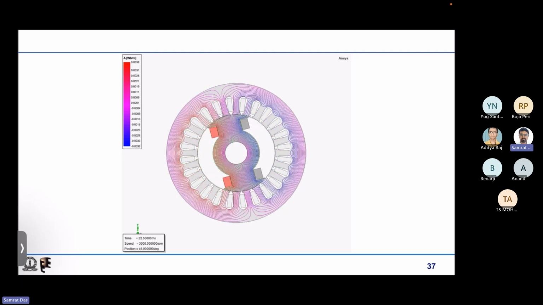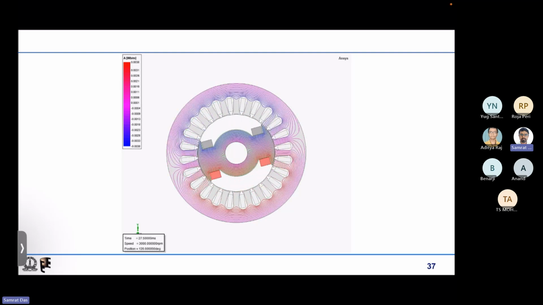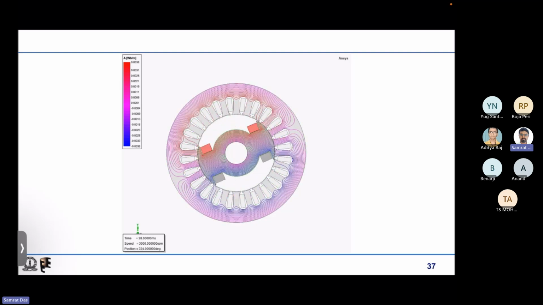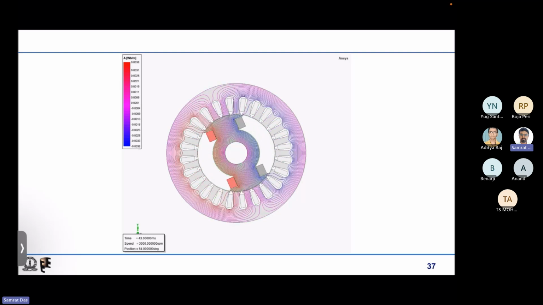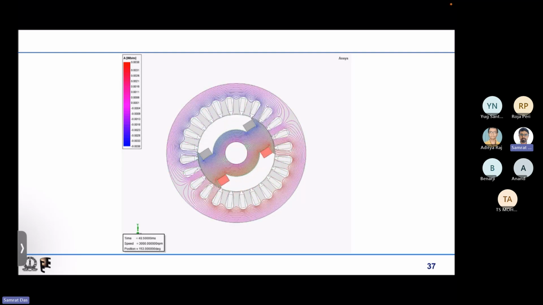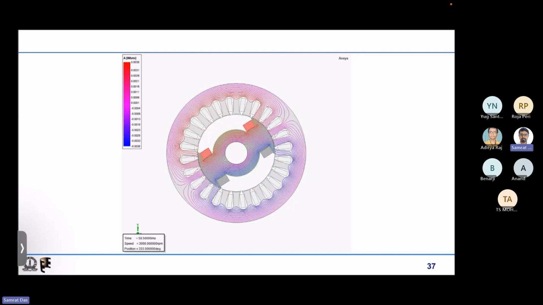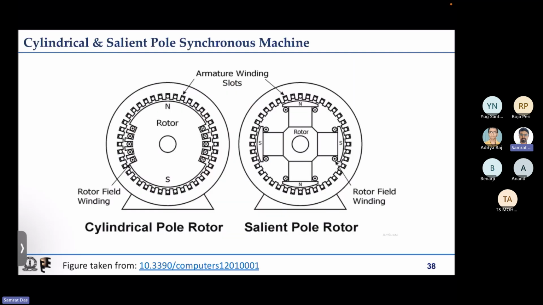What is in synchronism? The rotor is in synchronism with the magnetic fields. The stator magnetic field and rotor magnetic field both rotate at the synchronous speed, and the rotor also rotates at synchronous speed. That is why the rotor is in synchronism with the magnetic fields. That is why it is called a synchronous machine.